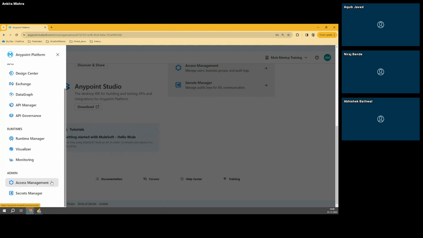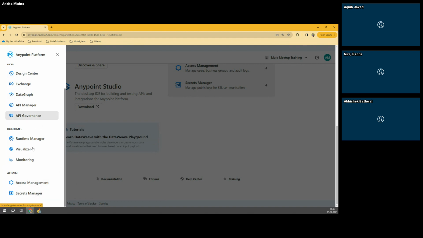There are audit logs that help you to verify who is working on what, and which API is being utilized by which particular team member from which business group. Everything can be managed from Access Management. And Secrets Manager is where we manage all the important and critical certificates that need to be confidential while establishing communication between multiple APIs. So for that, Secrets Manager is there.